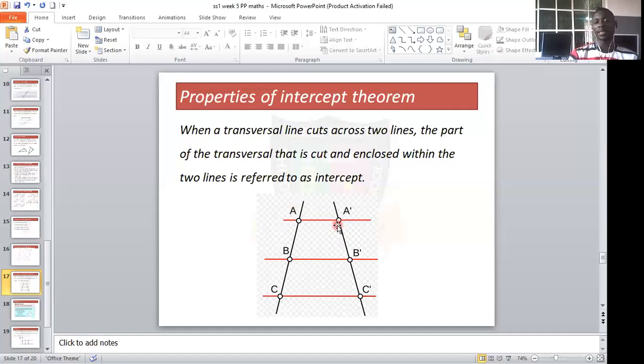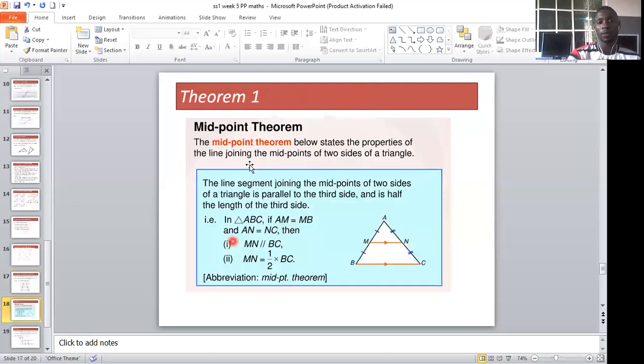So we look at the properties of the intercept theorem. We just consider two theorems in this topic, on this week's topic. We'll look at the two theorems. We consider first the midpoint theorem.